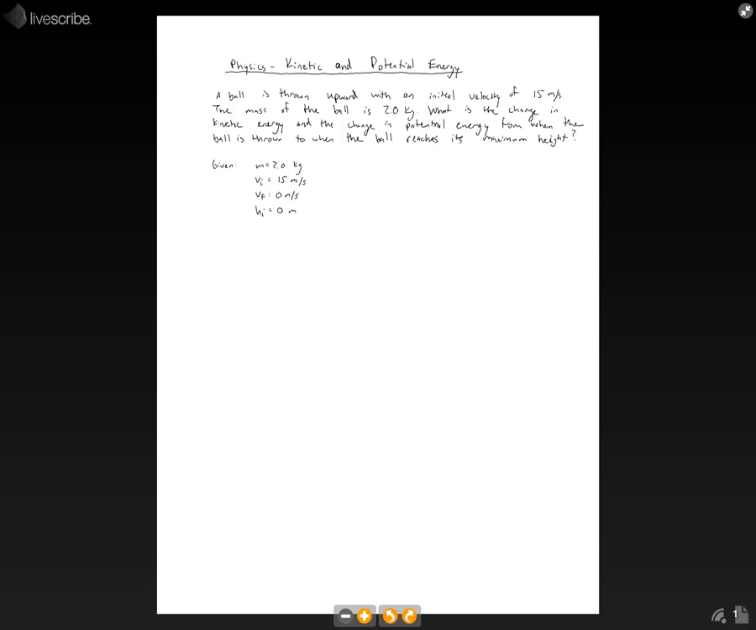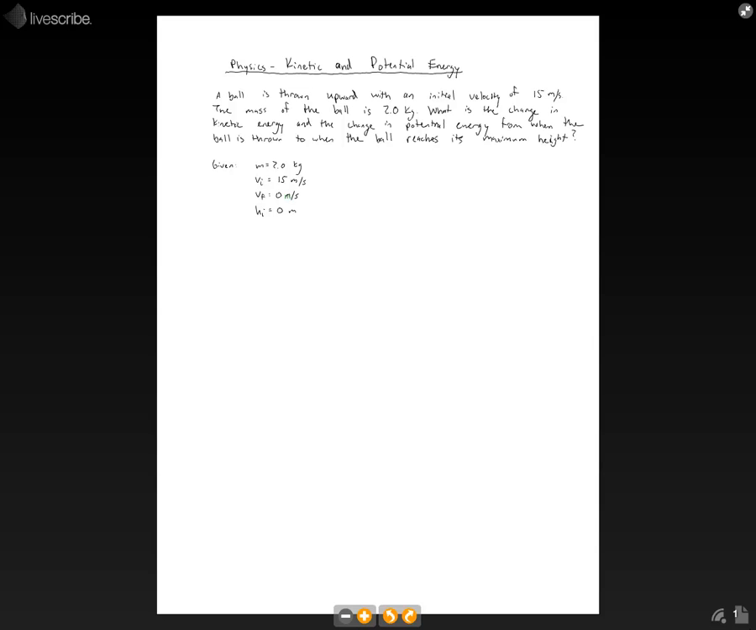So for this, the ball is going to start going upwards with a velocity of 15 meters per second, and due to gravity it will slow down and slow down, eventually reach its maximum height, and that'll be our end point. So some given information: we know we have a mass of 2.0 kilograms, our initial velocity is 15 meters per second, our final velocity should actually be 0 meters per second, because at the maximum height, the ball should not be moving. So our final velocity will be 0 meters per second.